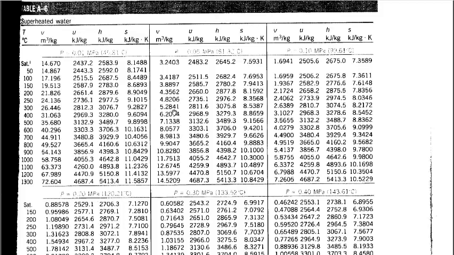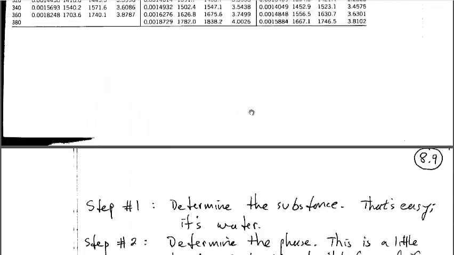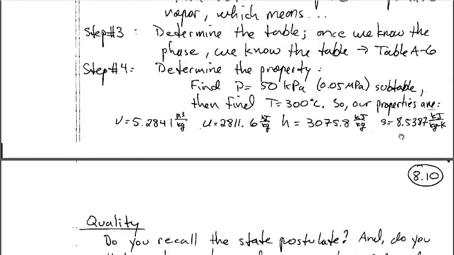So our specific volume is 5.2841 cubic meters per kilogram. Our internal energy is 2811.6 kilojoules per kilogram. Our enthalpy is 3075.8 kilojoules per kilogram. And our entropy is 8.5387 kilojoules per kilogram Kelvin. And so those are the various values that I have written down here at the bottom. These are just pulled out of table A6 based on a pressure of 50 kPa and a temperature of 300 degrees Celsius. Okay, so that's all well and good, right?